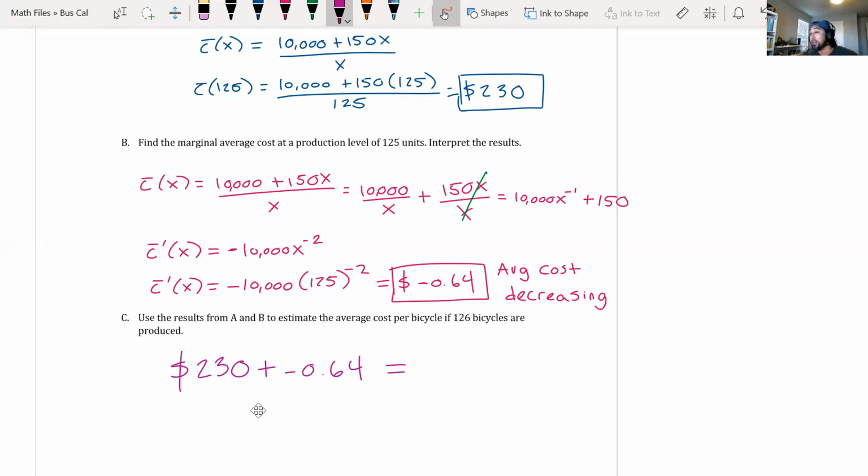And to produce 126 bicycles, the cost is going to be 229.36. And the reason for that is because, remember, look at the slope. It's negative 64 cents. So anything after 125 bicycles, the cost is going to keep changing by that amount.